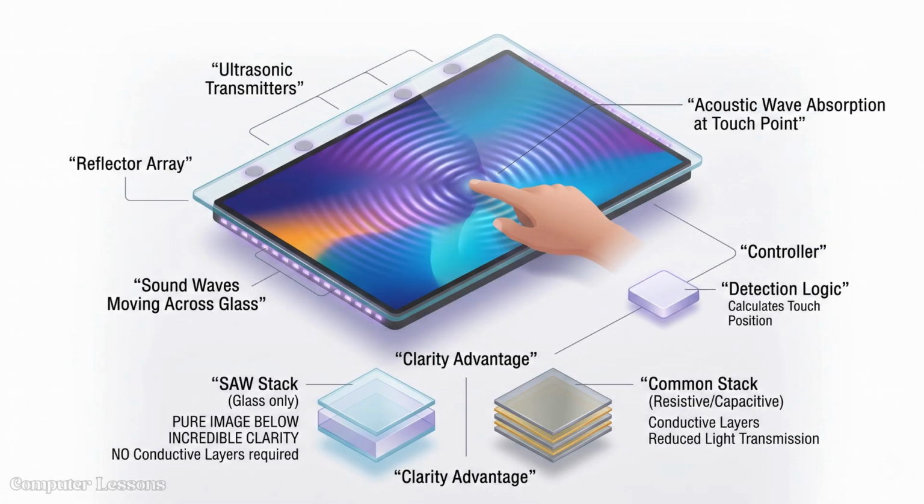In large public displays, we often see surface acoustic wave technology, which uses ultrasonic sound waves moving across the glass. When you touch the screen, you absorb a portion of the sound wave. This method offers incredible clarity because it doesn't require conductive layers over the image.